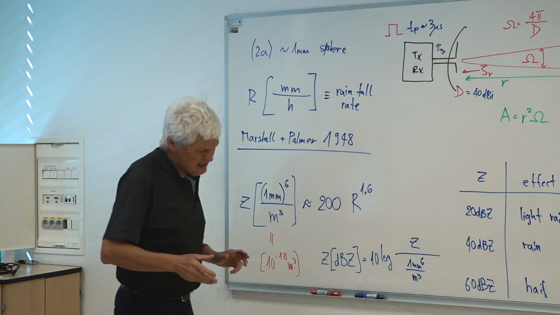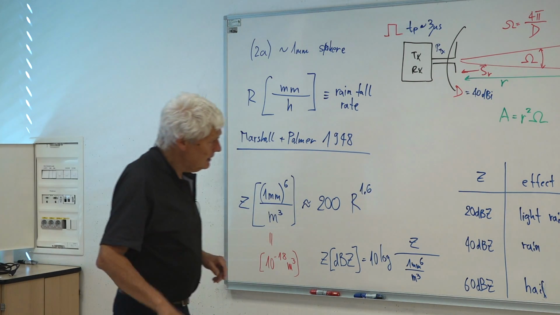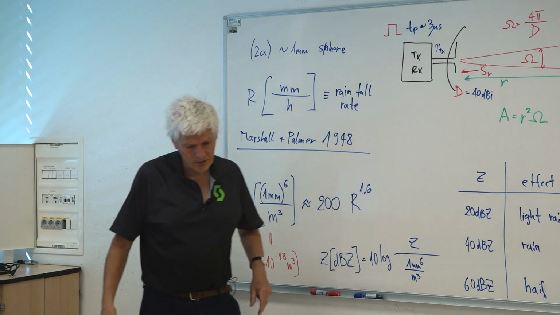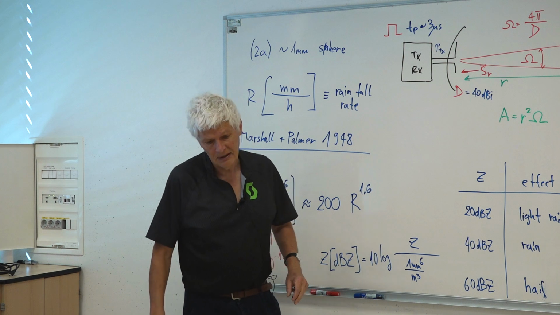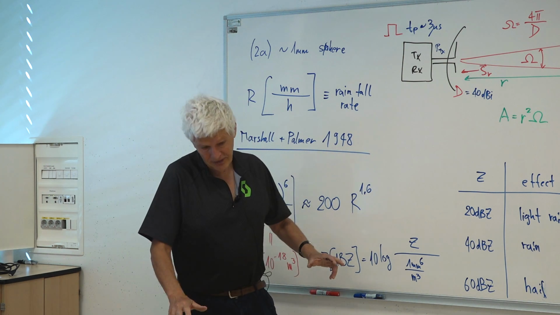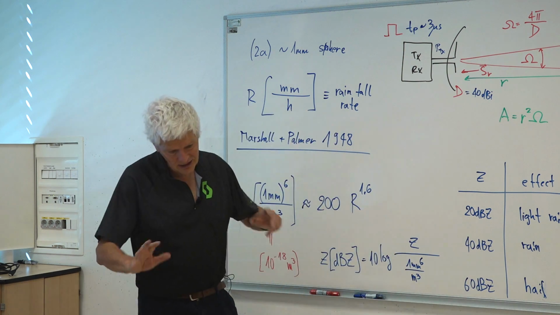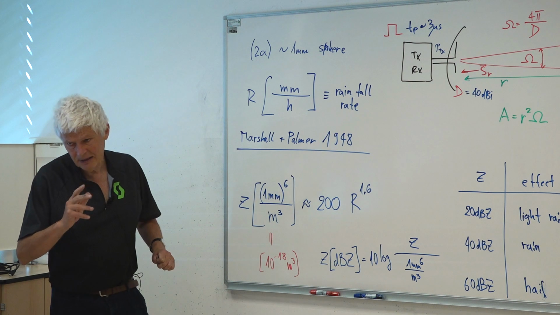So 0 dBZ is almost no rain at all. 20 dBZ is half a millimeter of rainfall per hour. 60 dBZ is 200 millimeters per hour. 200 millimeters is already a flood. Fortunately, hail does not last as long as 1 hour. Hail just lasts a few minutes, but it does lots of damage in 1 minute.